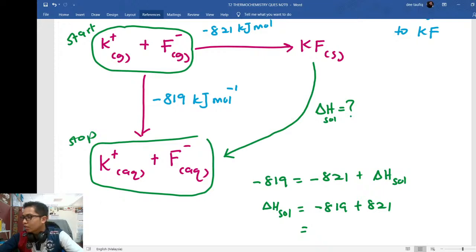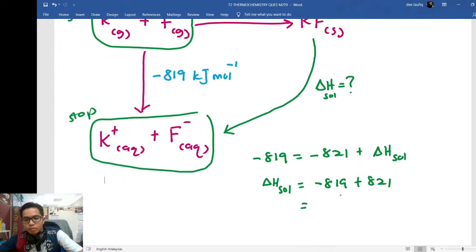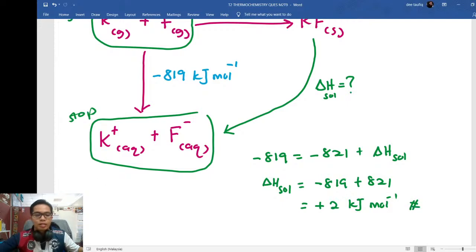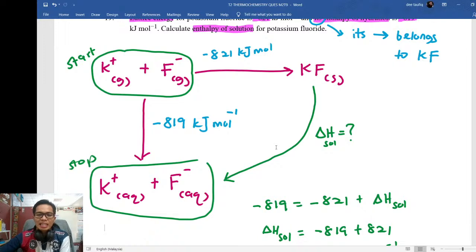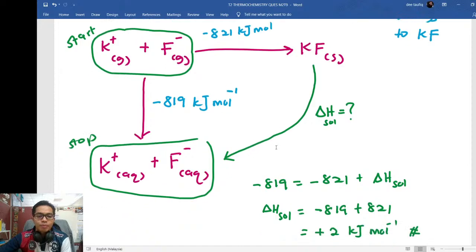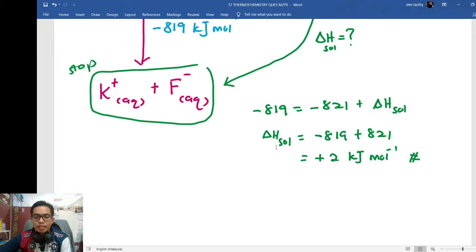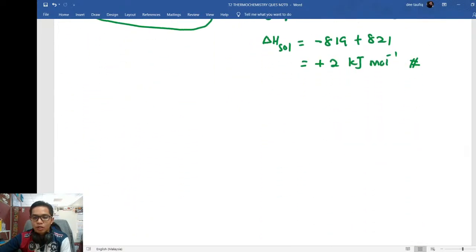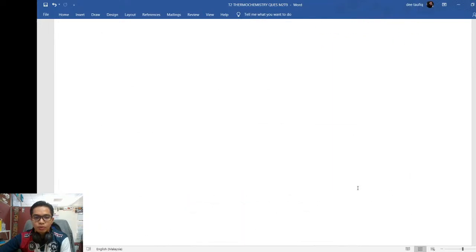Berapa dia depan 2 je? Kita akan dapat positif 2 only. Kilojoule per mole. Right. Settle number 19. So this is by using energy cycle method. Masih lagi Hess's law lah. Alright. Okay, habis part ini, kita sambung ke soalan nombor 20.